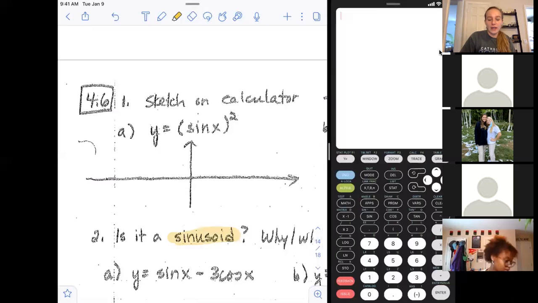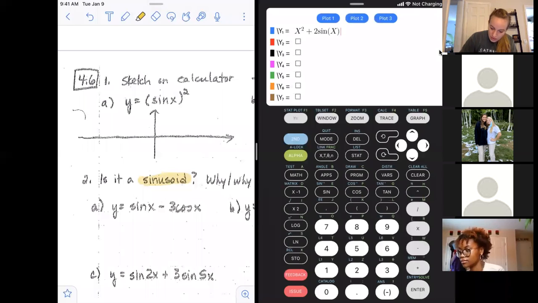So we're going to graph y equals sine of x squared. So the x isn't being squared, the entire function is being squared. So I'm going to go to y equals, and I'm going to do parentheses, and then I'm going to do my sine of x, and I'm going to end all those parentheses, and then I'm going to square that. So we're going to square all of that.